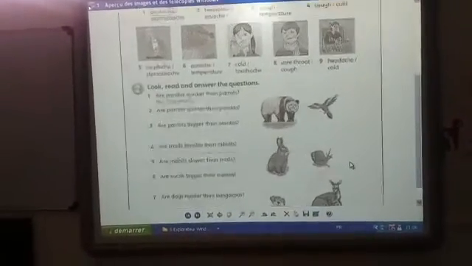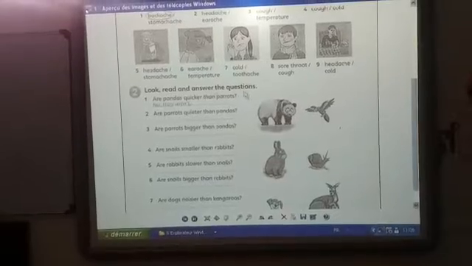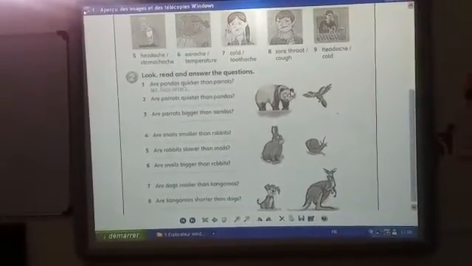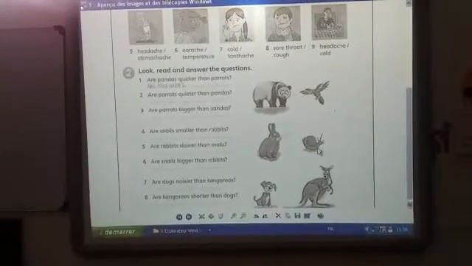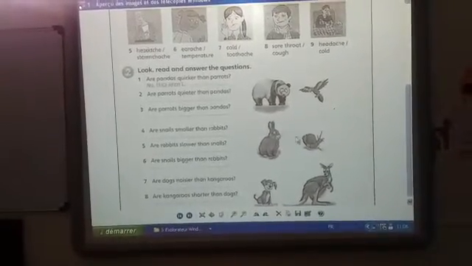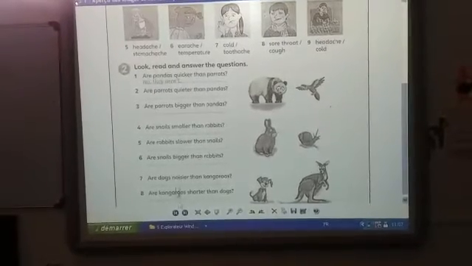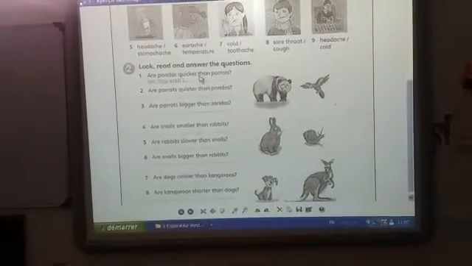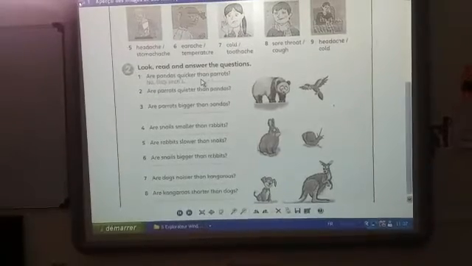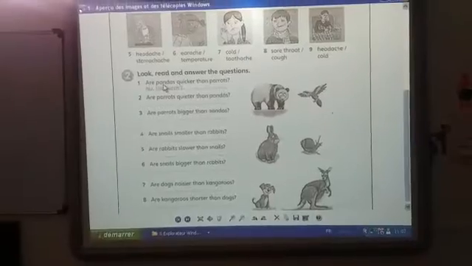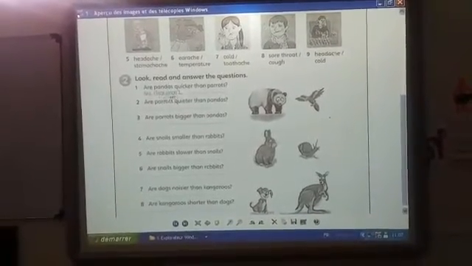It's about grammar. Look, read, and answer the questions. Here we have some pictures of animals like the panda, parrots, rabbit, snail, dog and kangaroo. And we have also some questions. These questions contain comparative adjectives. And what should we do here? We just have to answer yes or no.